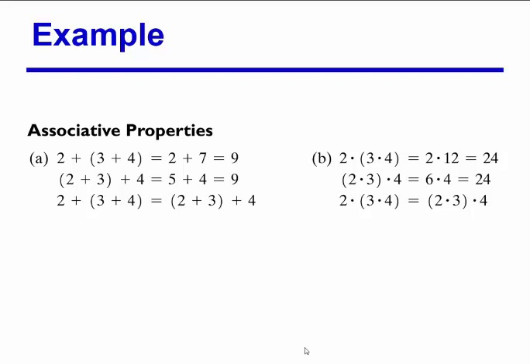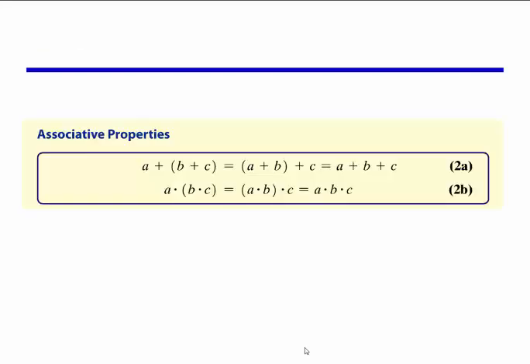Now the next thing is the associative property. And here it's just groups. And so you can see that 2 plus 3 plus 4 in parentheses is equal to 9. And if we change the grouping, we still get the same value. And the same thing for multiplication. So here's the associative property of addition and multiplication.